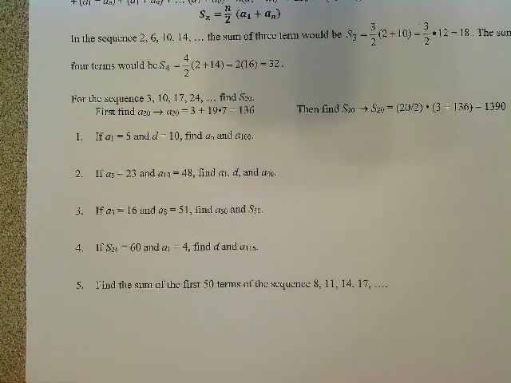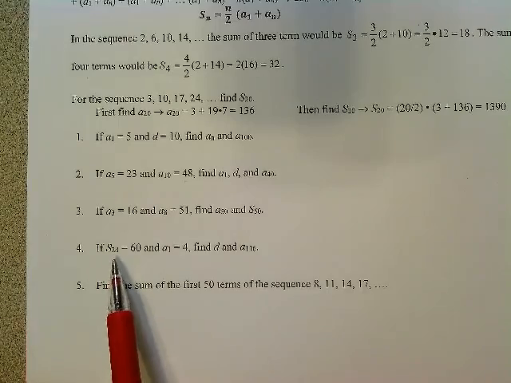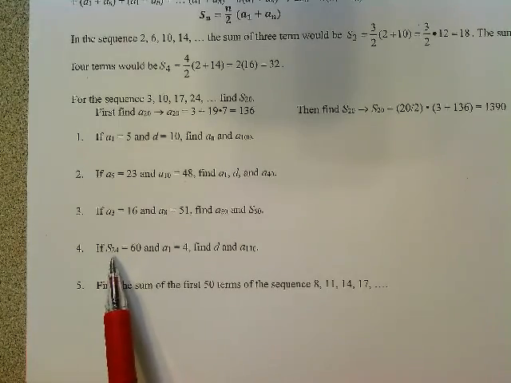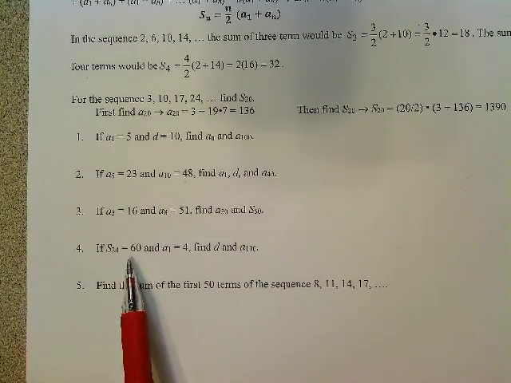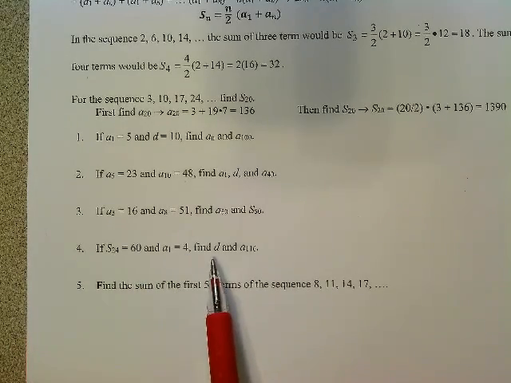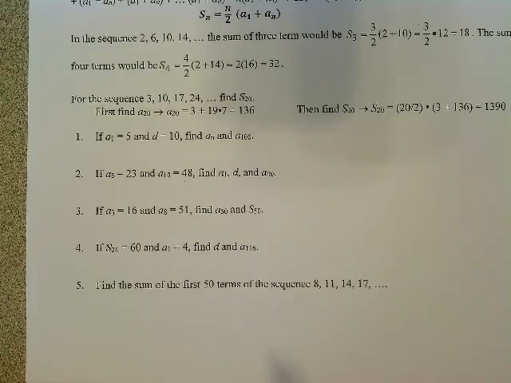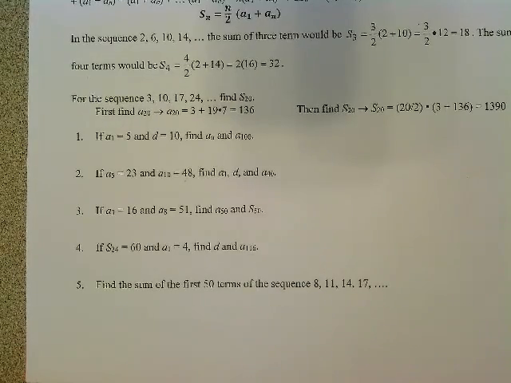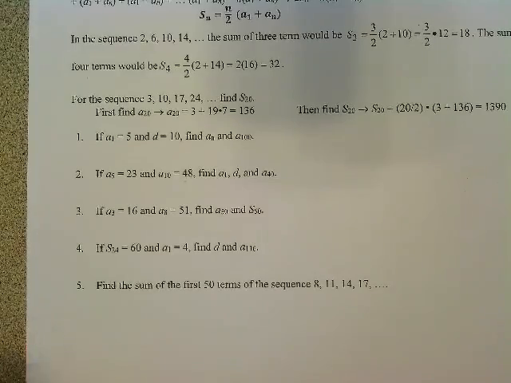Here we're going to go backwards. We have S24, so the sum of the first 24 terms is 60. We also have A1 is 4. We want to find D. We want to find out what the 116th term is. So, have to go in a little bit different direction here.